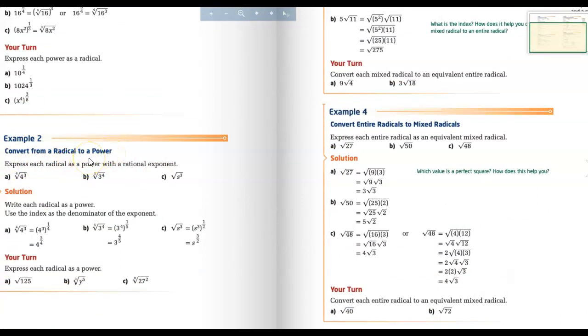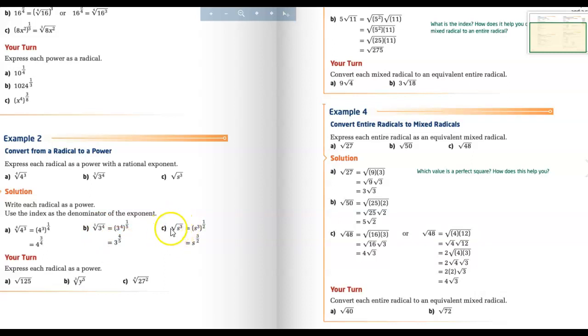Okay, example number 2 says convert from a radical to a power. So now going backwards. How do we go backwards? Okay. So to go backwards, you're just going to swing the index to the denominator position in the fraction. So we can look here. All they did was they swung it to the bottom, so it's going to be 4 to 3/4. Right? So you don't really need to show this step, just 3/4. Again here, all you're doing here is swinging the index to the bottom of the 4, so 3 to the 4/5.